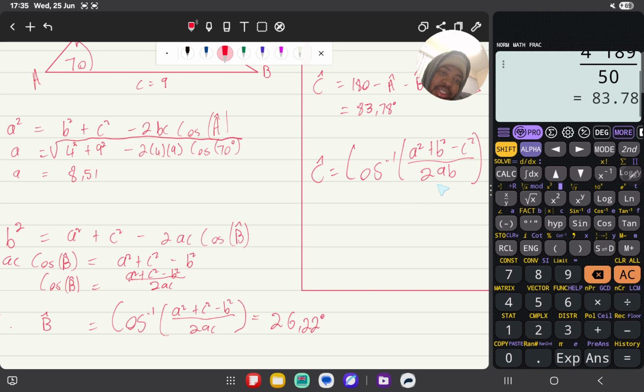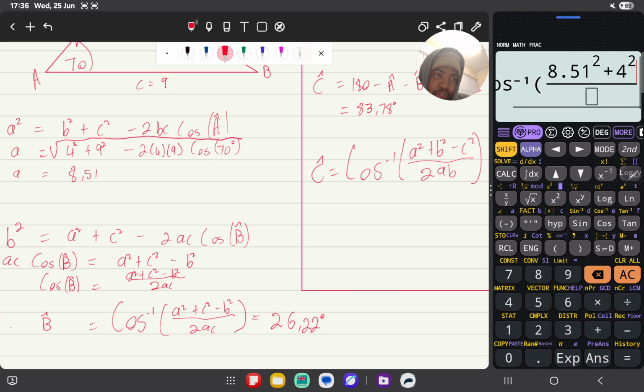And from having something like this, we just substitute: A, 8.51 squared, plus B, which is 4 squared, minus C squared, and then you have 2 times A, which is 8.51, times B, which is 4, right?